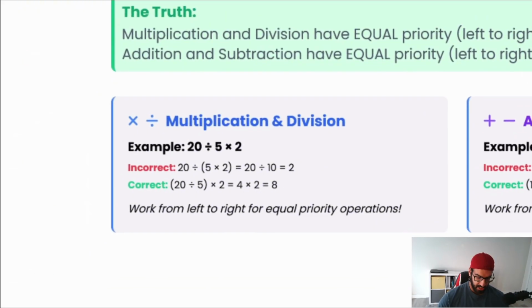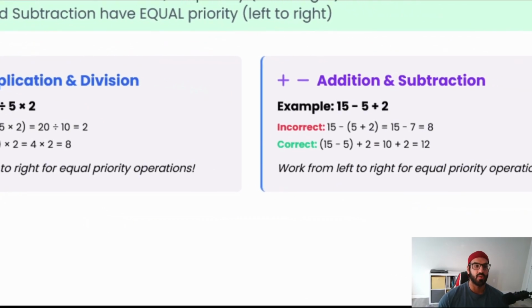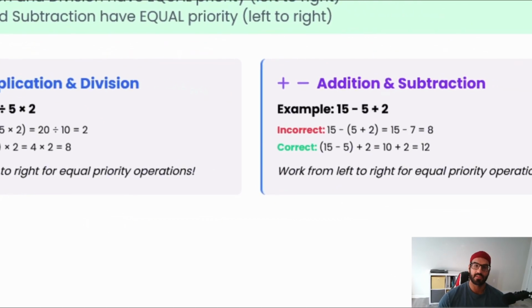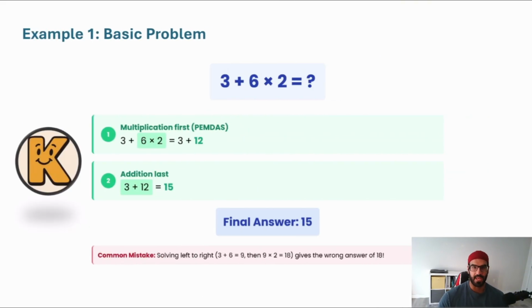Look at this question again: 20 divided by 5 multiplied by 2. We know that division and multiplication have the same order, so we do the division first and after that the multiplication. For the next one, 15 subtracted by 5 plus 2, we have to do the subtraction first and after that the addition. So let's see some basic examples, and then we'll move forward to more challenging examples to make sure that you completely understand it.